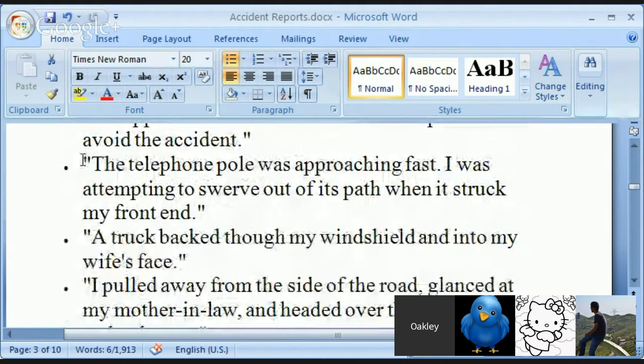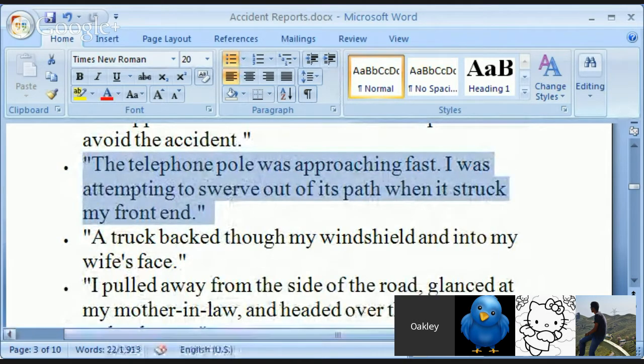Okay, here's another telephone pole one. Heidi, you can try this one. "The telephone pole was approaching first. I was attempting to swerve out of the path, but it struck my front end." Again, it would seem we have another case of an inanimate object that's jumping around and moving around in front of the vehicle.